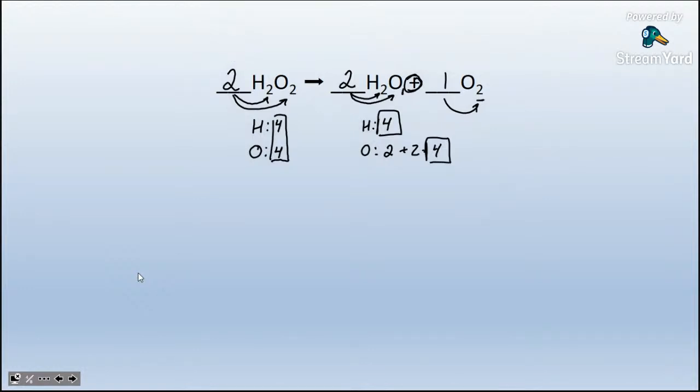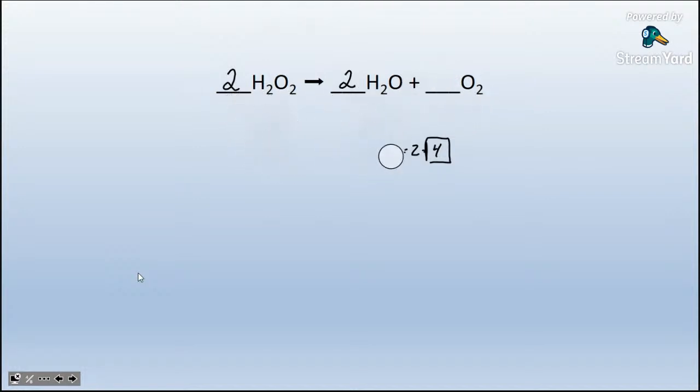The only other thing that I would need to do is go back and erase that value of 1 in front of O2, because again, we don't write a 1. So this would be balanced as 2, 2, unwritten 1.